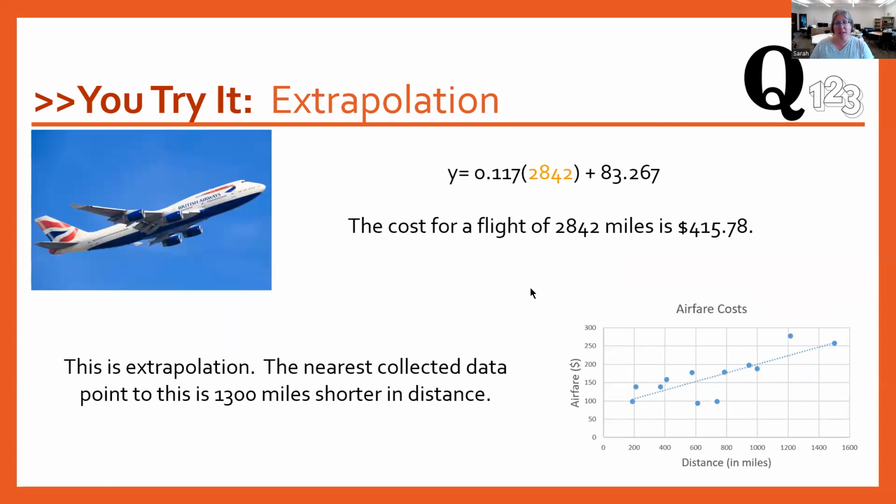This would definitely be extrapolation unless we had a lot more information about the pricing of airlines, but simply based on the data points that we collected, this is way too far away. The furthest point that we have out in terms of X values is about 1,500. They're asking us to make a prediction for 2,800. So that's more than 1,300 miles further from the greatest point in our data set. So that would definitely fall under that category of extrapolation.